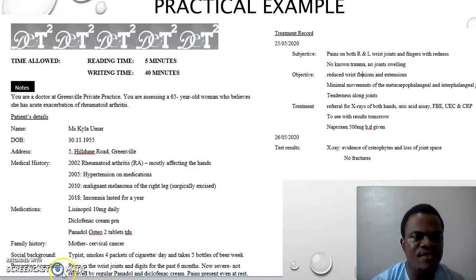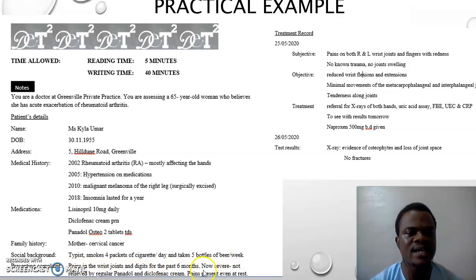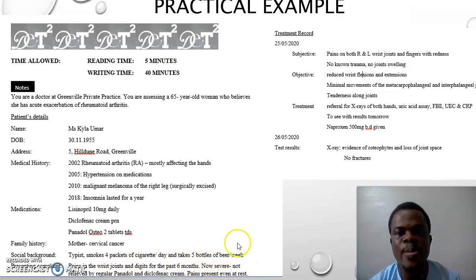Look at this point here from the presenting complaint. He said he presented with pains in the wrist joint and digit for the past 6 months. Now severe, and it's not relieved by regular Panadol and diclofenac cream. That means you'll be managing this patient, and this patient has been refractory to the treatment.